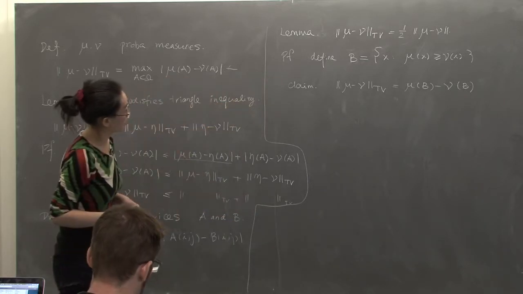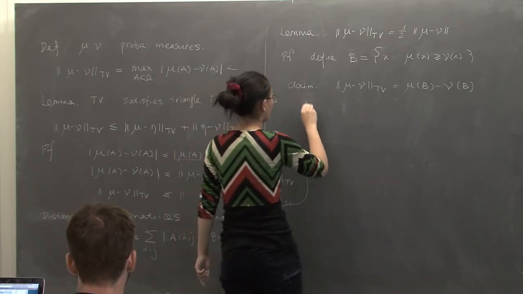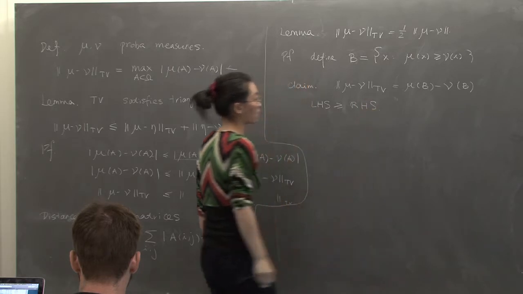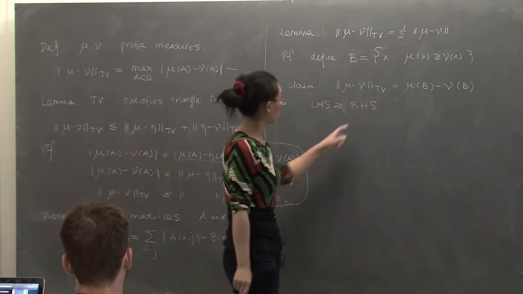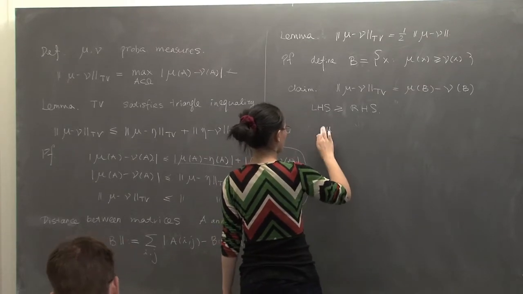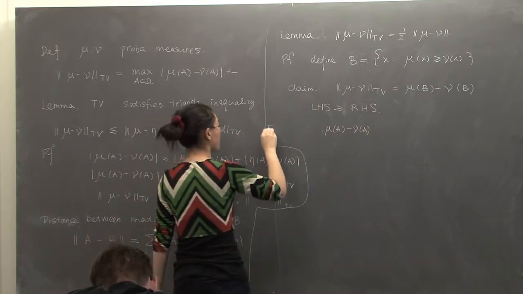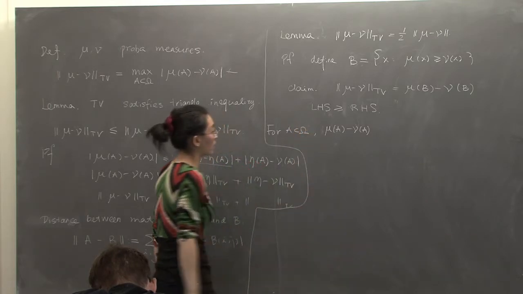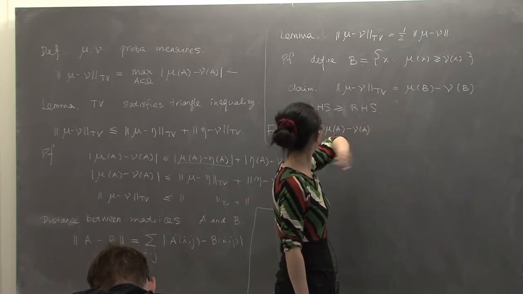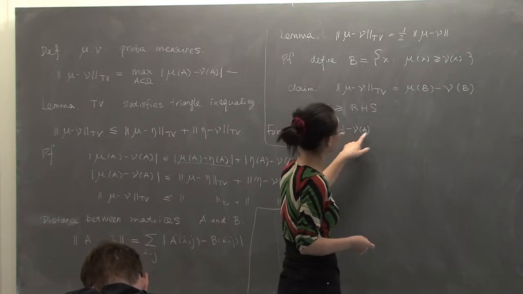So first, let us prove this claim. So why is this true? From the definition of total variation distance, we know that the total variation distance, the left-hand side, is greater than the right-hand side. We only need to show that the right-hand side is also greater than the left-hand side. So why is this true? For any subset A, we need to show that this quantity is less than this one. Okay, so now let us compare the difference between this one and this one.